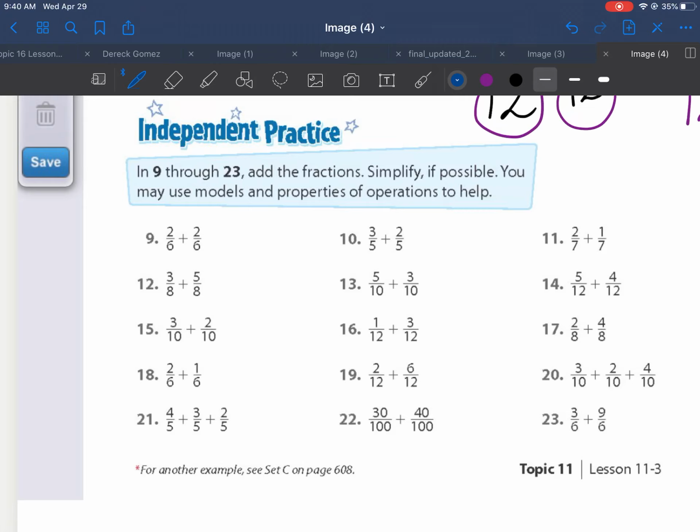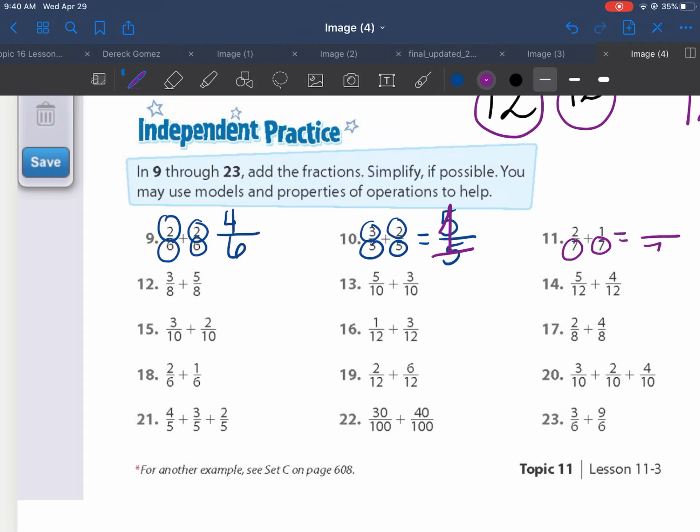Number in independent practice. In 9 through 23, add the fractions. Simplify if possible. You may use models and properties of operations to help. So I'm going to start with number 9. Denominator stays the same. 2 plus 2 equals 4. Number 10, denominator stays the same. 3 plus 2 is 5. Remember, when the top and the bottom are the same, that equals 1 whole.